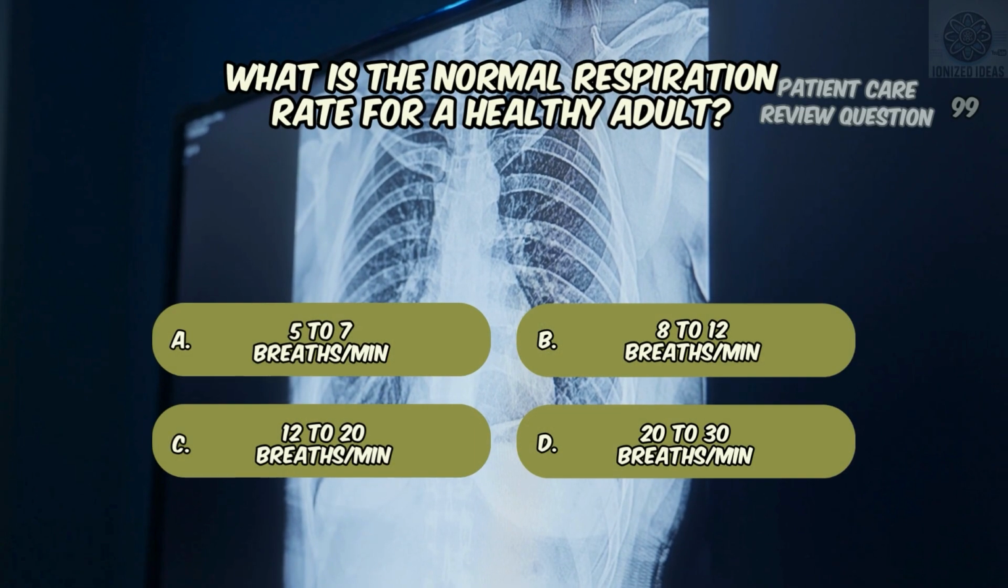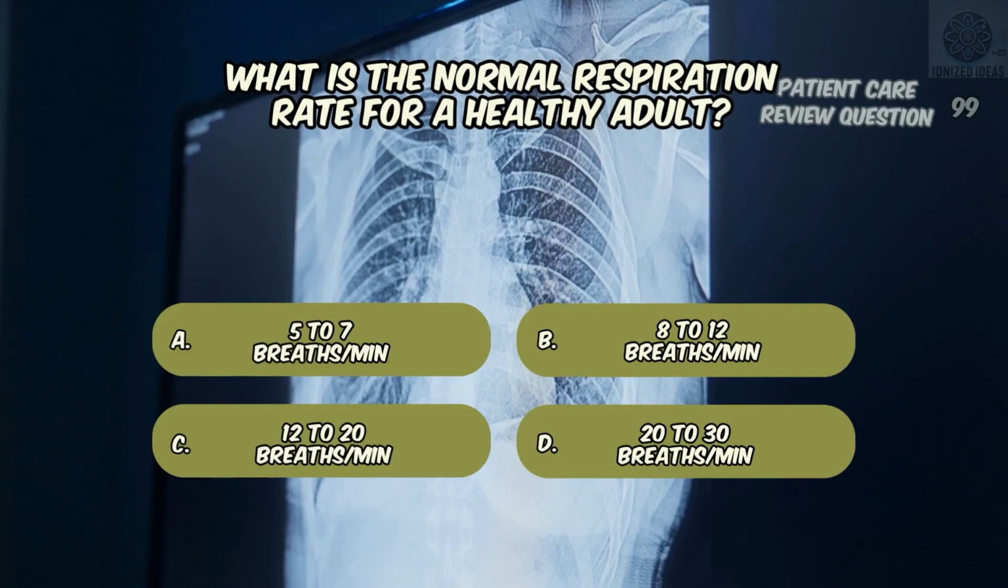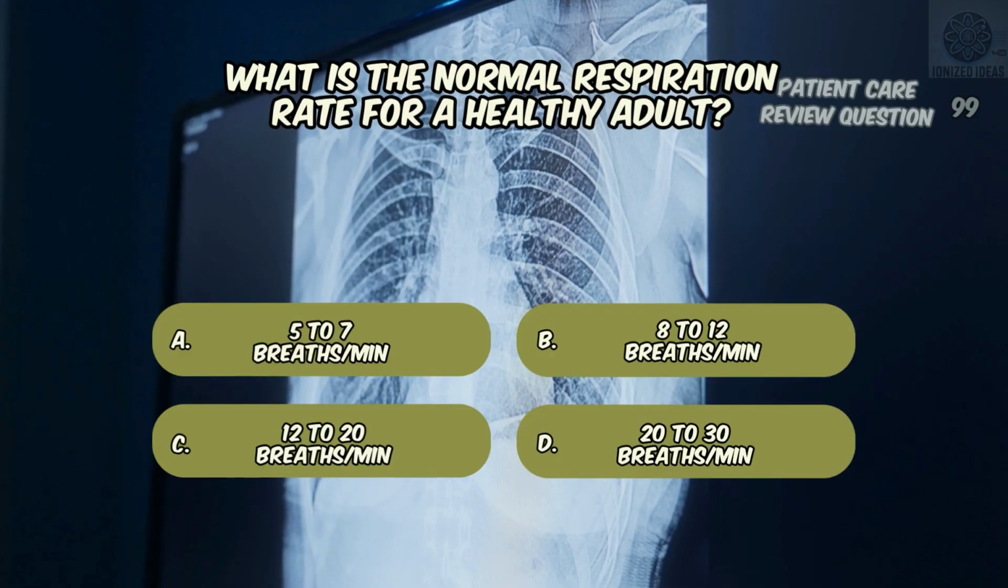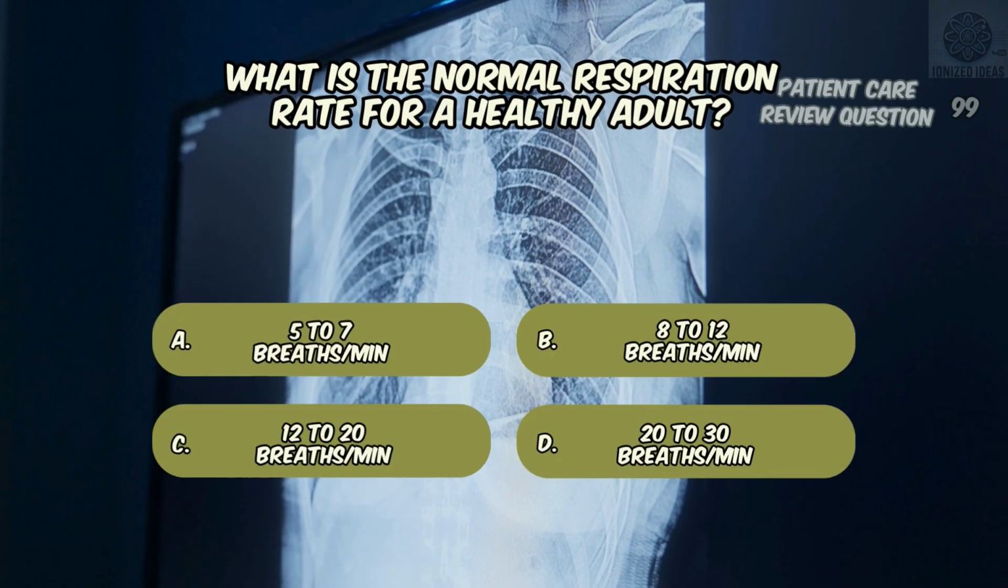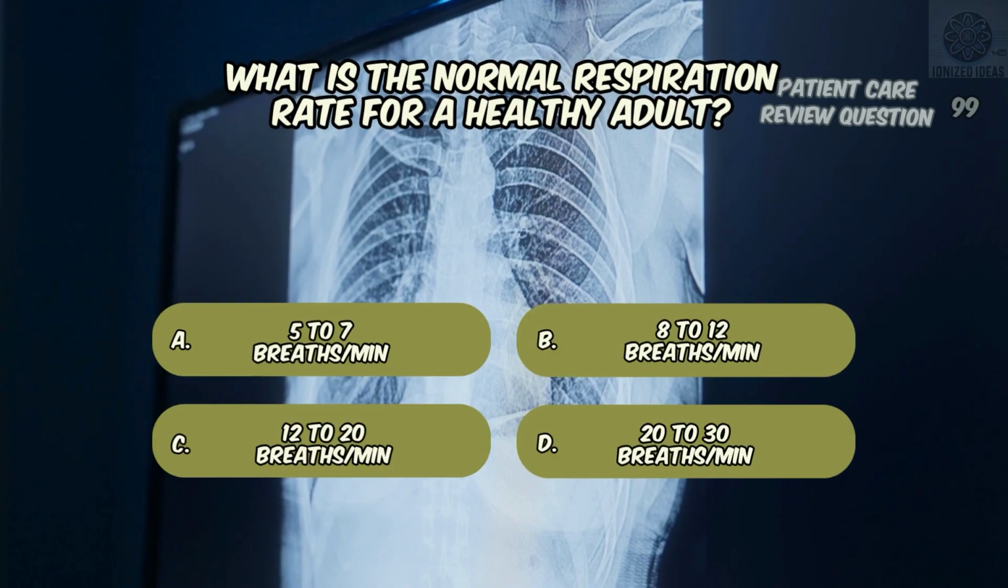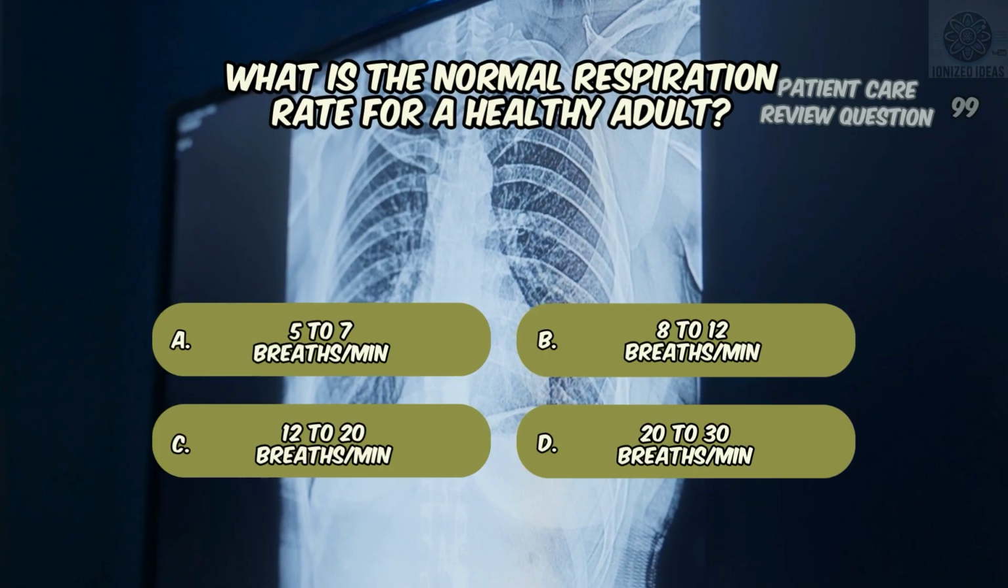What is the normal respiration rate for a healthy adult? A. 5 to 7 breaths per minute. B. 8 to 12 breaths per minute. C. 12 to 20 breaths per minute. D. 20 to 30 breaths per minute.